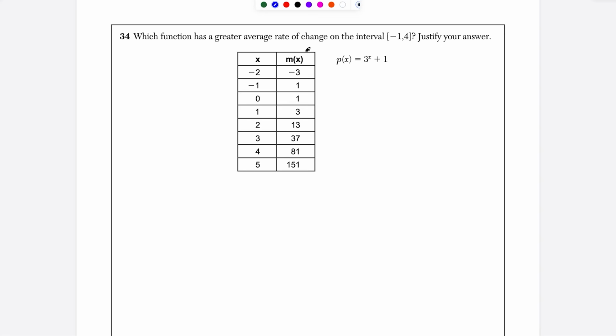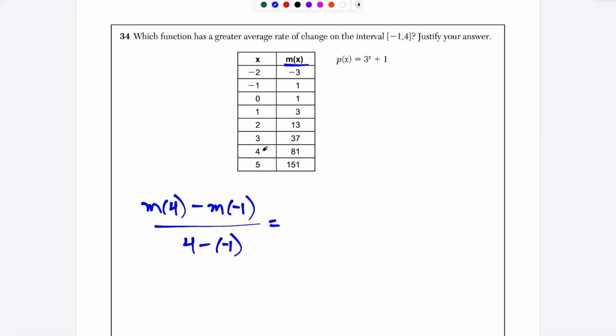And we have the functions m of x, which we have this table of values for, and then p of x, we have an explicit function for. So I'll find the average rate of change of m of x first. And we're going on the interval here from -1 to 4. So we're going to find m of 4 minus m of -1, and we're going to divide by 4 minus -1. Okay, so this is our average rate of change for the function m of x.